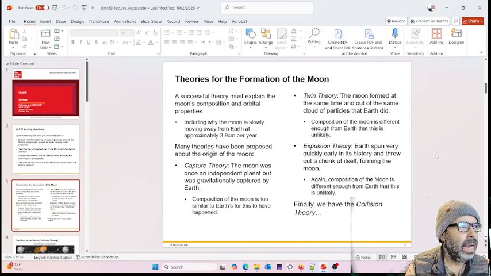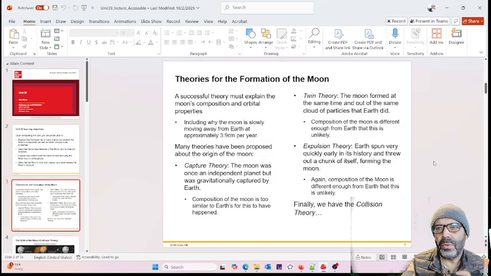How about the expulsion theory? Basically, that the moon was part of the Earth, and somehow the Earth was spinning too fast and ejected it, and later on it coalesced into a moon. Well, that's also not acceptable because it has some differences in composition. If that were the case, then they should be exactly similar.